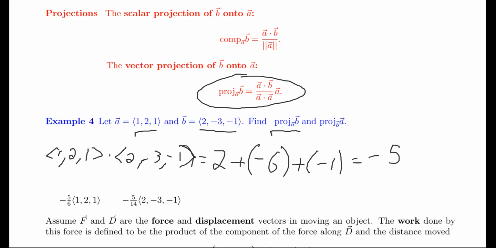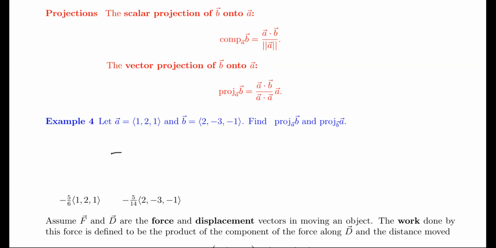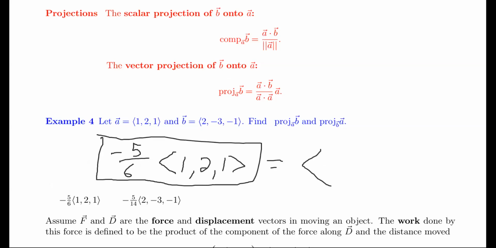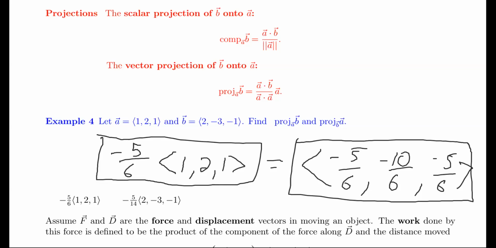What is A dotted with A? So what is the magnitude of A squared? That's 1, 2, 1 dotted with 1, 2, 1, and so we get 1 plus 4 plus 1. This is 6. So we get -5 over 6 times the vector A, which is 1, 2, 1, which is equal to -5/6, -10/6, -5/6. So either one of these forms of the answer you can write. And notice that's exactly what we have down here.